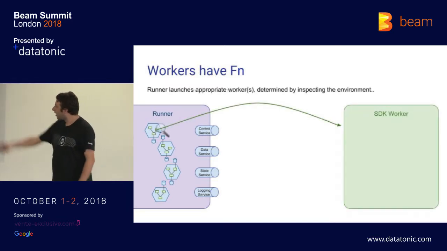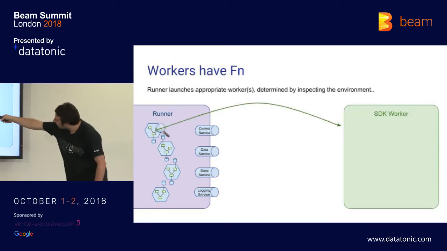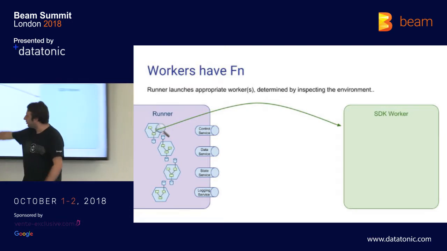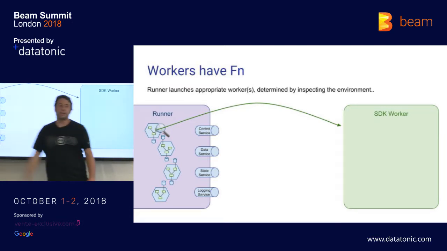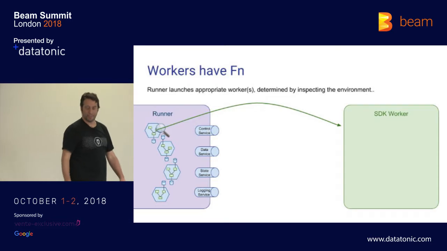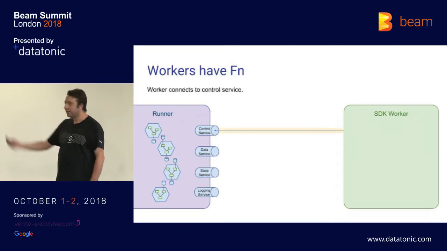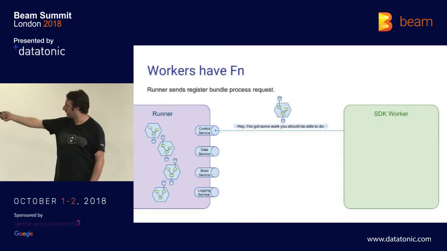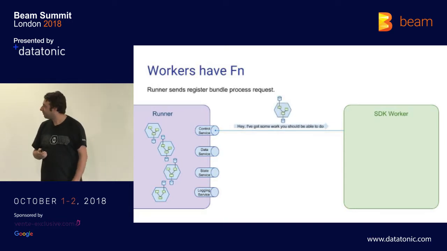And then it says, I'm going to look at my pipeline, and looking at this little green bit. This green bit is user code that I don't understand. And I'm going to fire up the appropriate worker for that green bit, looking at the environment variable. When an SDK worker is fired up, it connects to the control plane and gets some data. So we'll get something to run.